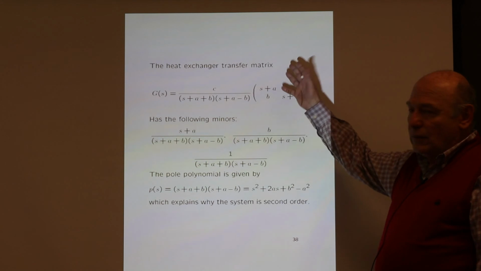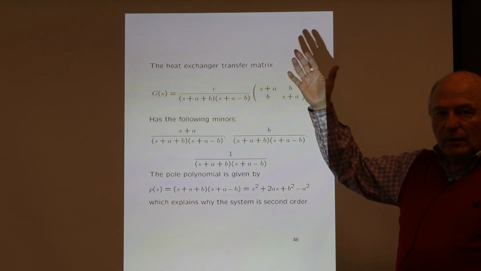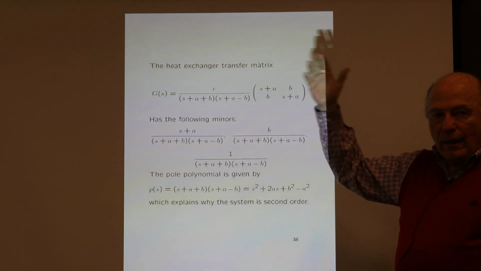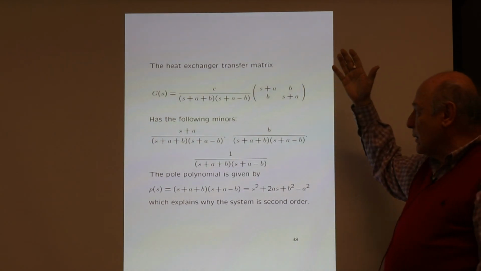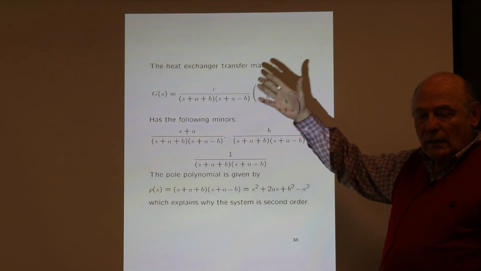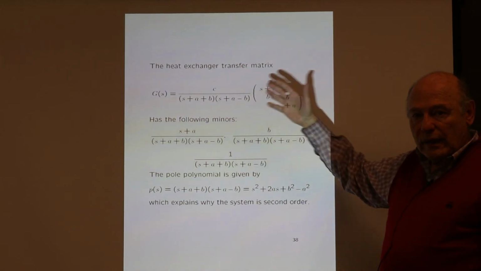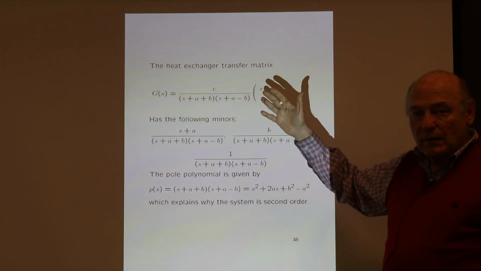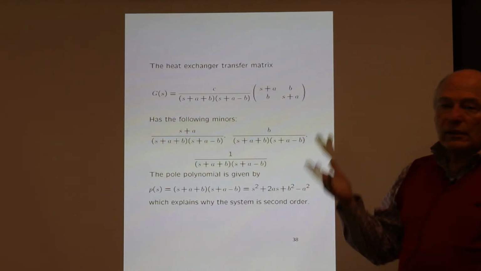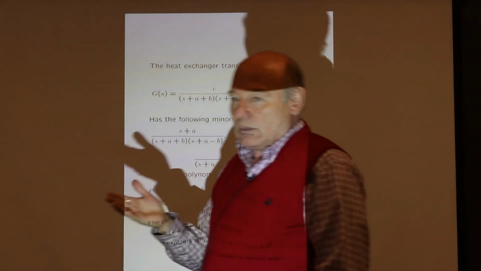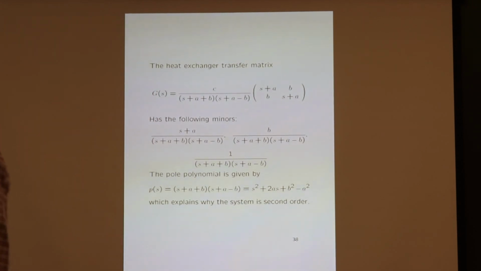So I gave you 3 examples of 2 by 2 matrices. In the first example, the order was 4. In the second example, the order was 3. And now in this example, which is not dramatically different from the others, the order is 2. So you never know until you compute it what is the order of the system. It doesn't go by saying, oh, this is a 2 by 2 matrix, the order is 2.